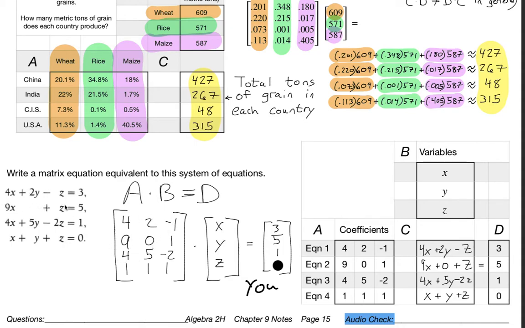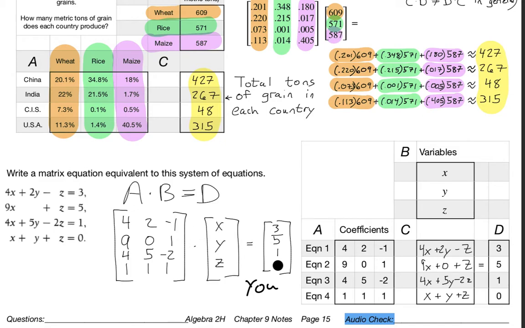So if you take all the coefficients, just a 3 by 4: the 4, the 2, the negative 1, the 9, the 0, the 1, the 4, the 5, the negative 2, 1, 1, 1, and you put them all here, you could consider that to be a coefficient matrix A. And then if you had x, y, and z, those would be the variables. And if you were to multiply these two together, you would get the answers.